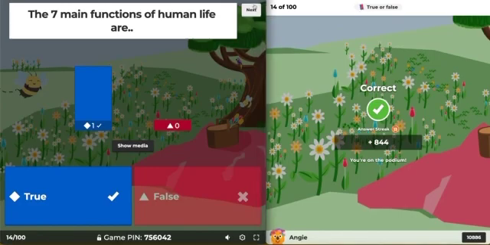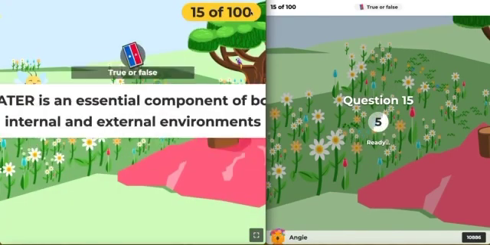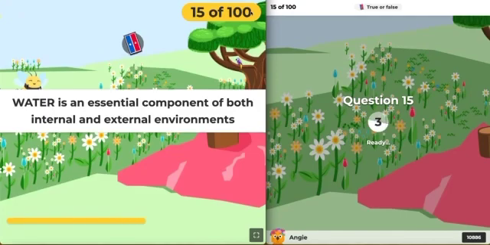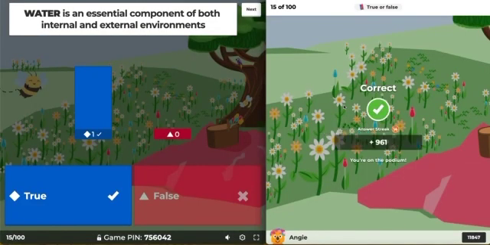Let's move on to the next question. Question 15. True or false? Water is an essential component of both internal and external environments. This is very true. Anytime you talk to a doctor, doctors are always going to tell you water is essential. Always drink your water. Always stay hydrated. Being hydrated is very important. It's important for your internal and your external environments.